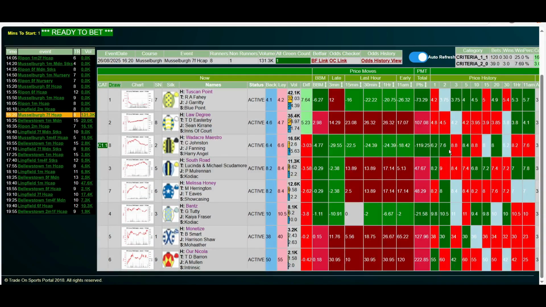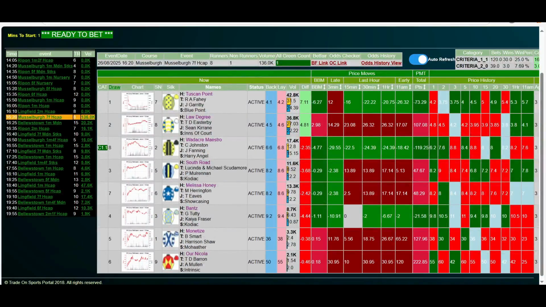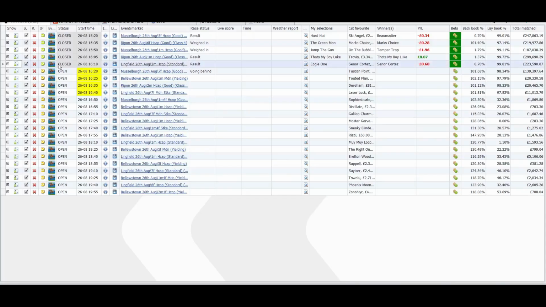Okay, back for the 4:20 at Musselburgh. Something's caught my eye here. I like the money that's come in for Ripon and Musselburgh. It's been flagged as a C1.1, and also it's the only one all green, so that's going to be a zone bet. It's 7 furlong sprints, the zone 1 qualifies. Good money there. So I'm just going to pop that on. Wadacre Maestro.